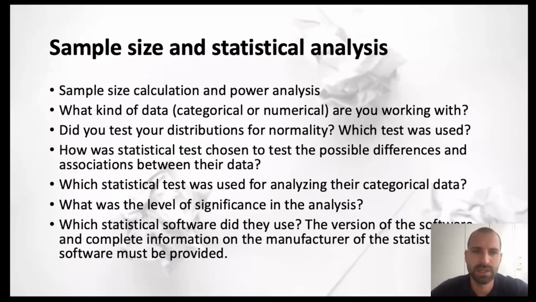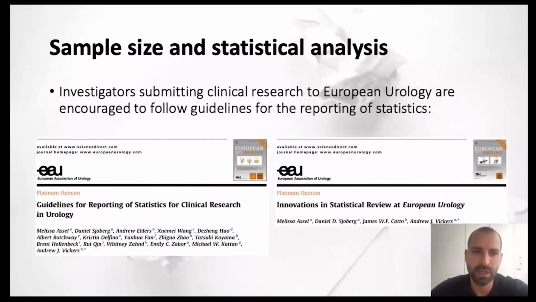You should include sample size calculation, power analysis, and detail on what kind of data you've worked with: were these normally distributed, yes or no, and how did you test this. All these kinds of factors are detailed in the guidelines for reporting of statistics by European Urology and several other urological journals. And you can read those in the journal.